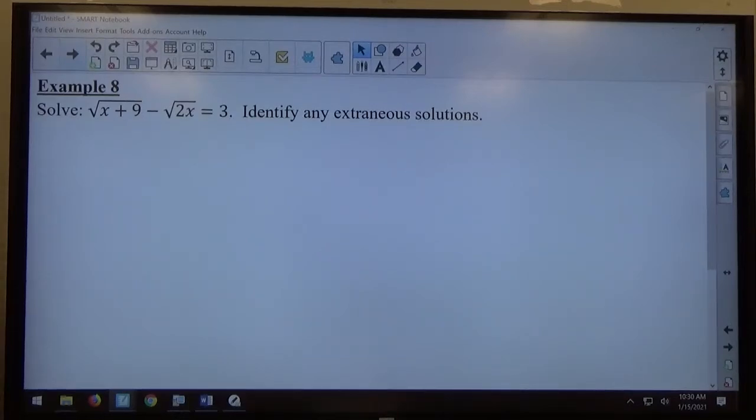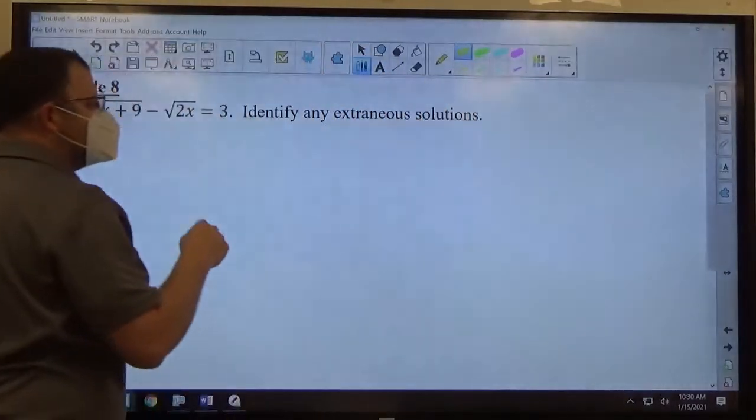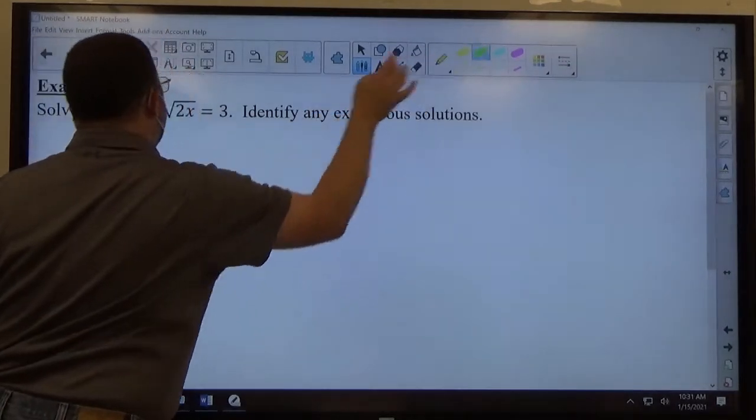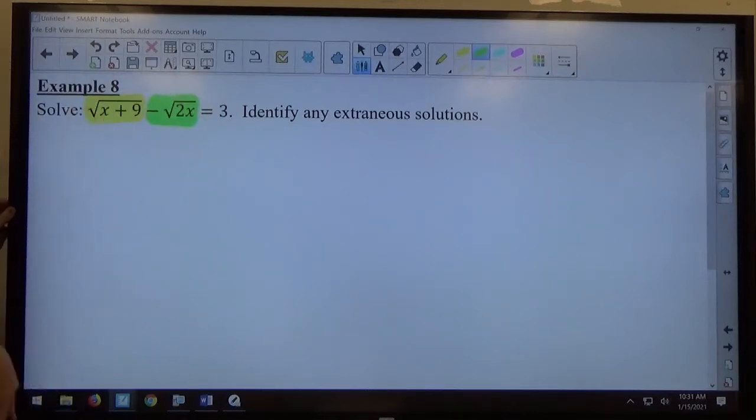So we're continuing on this whole radical equation idea that chapter 5.4 is all about. And the difference between this problem and every problem we've seen to this point is we have multiple radical pieces. We have a square root of x plus 9. We have a minus the square root of 2x. And we have a 3, which is just a friendly little 3 just hanging out that it equals. So it's an equation because it equals 3, and it's got multiple radicals.